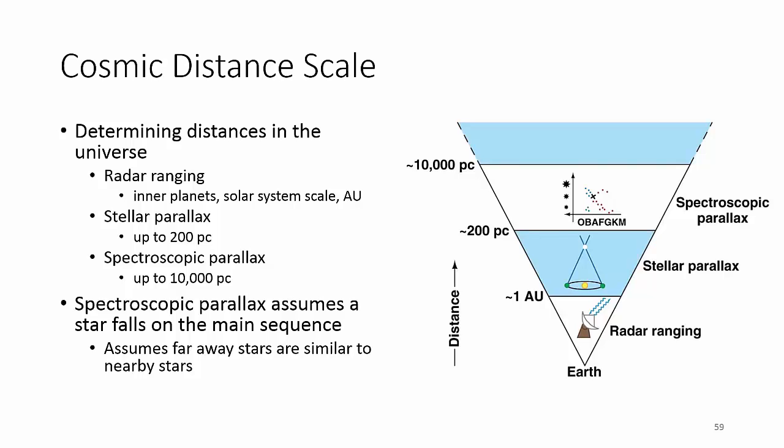Now, if you're going further than 200 parsecs, remember that we think the next jump's going to take us to 25,000 parsecs. So for 200 to 10,000 parsecs, you have to use this spectroscopic parallax. So you have to use the HR diagram and then those calculations. Now, I'm not sure what they're going to do for 10,000 to 25,000 because that's what we think our next jump is going to be.